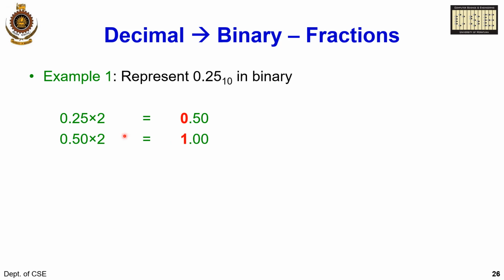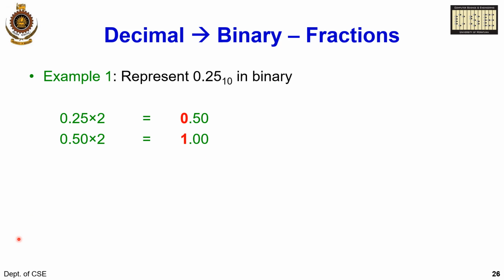We multiply it again, right? The result we multiply again by 2. 0.5 times 2 is 1.0. So we keep multiplying until we have 0 as the fraction, right? So to the right of the decimal point, we need to have 0. Until then, we keep multiplying the fraction by 2.